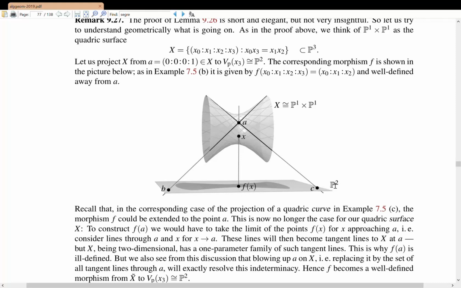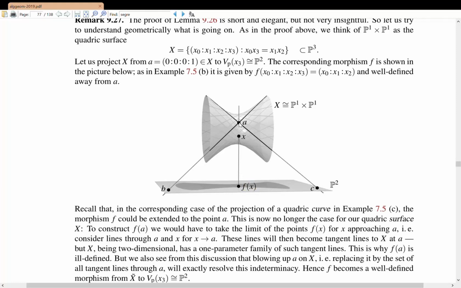Think of this P2 as being inside of P3. It will intersect this plane at exactly one point, and we'll call that f of x. All right, so that's our morphism. Now, of course, this morphism is not well defined at A, right? Because there's not a unique line between A and X.